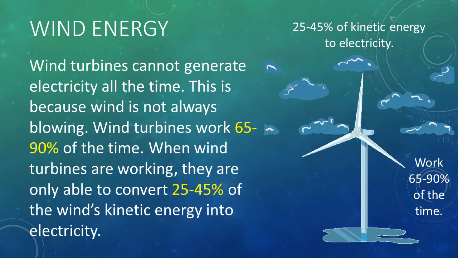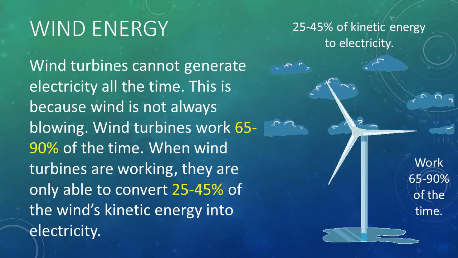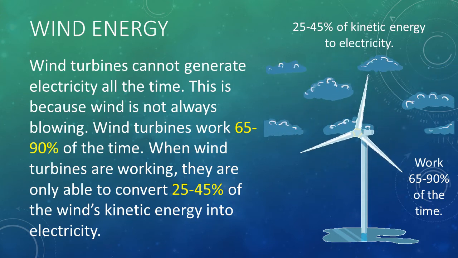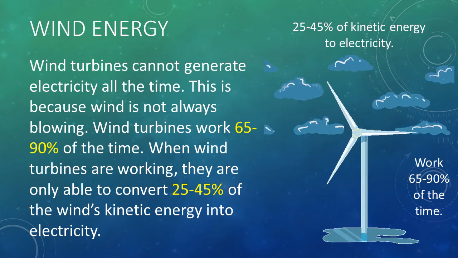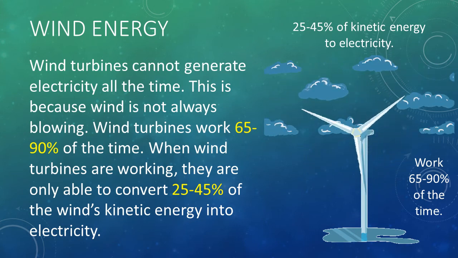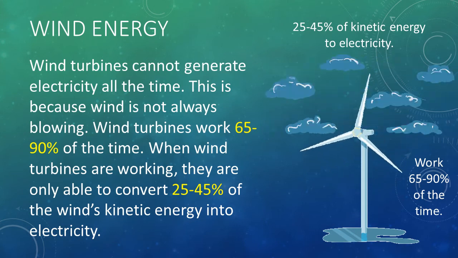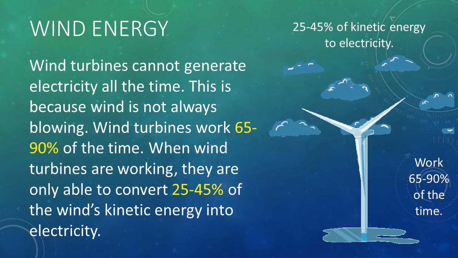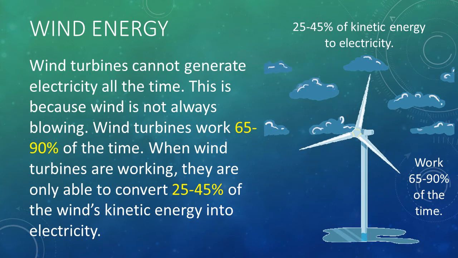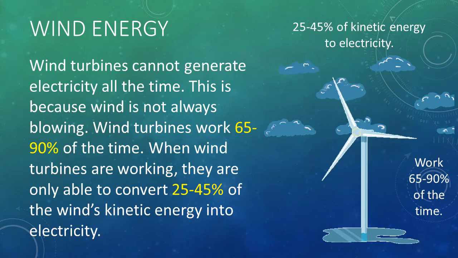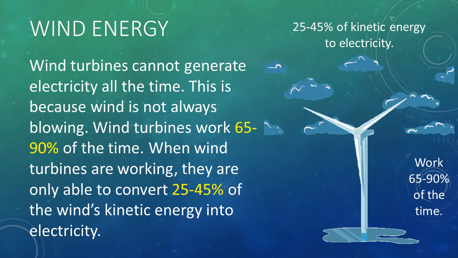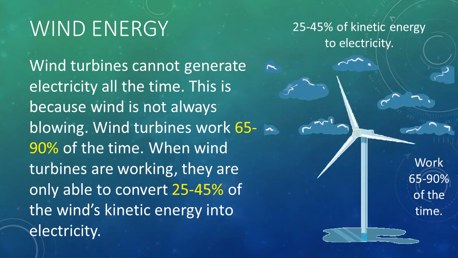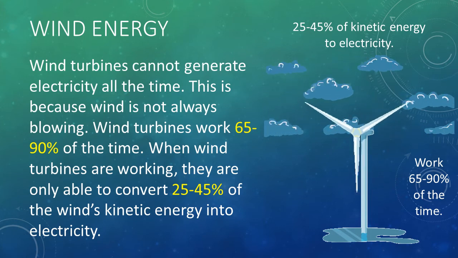Now, we have to understand that wind turbines cannot generate electricity all the time. This is because wind is not always blowing. All right? We have windy days and we have still days. That being said, wind turbines work between 65 and 90% of the time. Okay, so think about that. So of the year, these turbines are working 65 to 90% of the year.